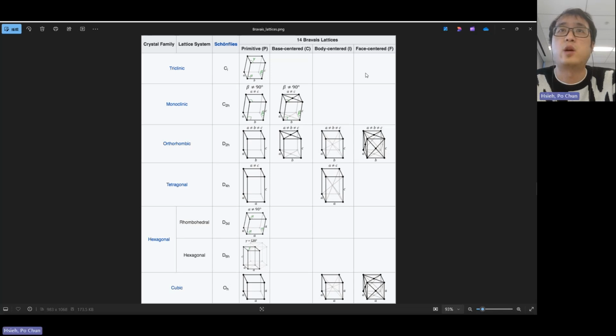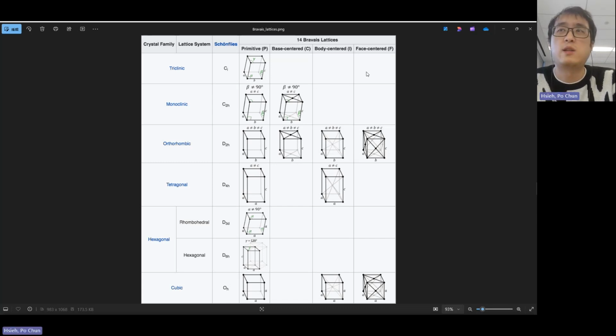Okay. So first of all, what is a crystal material? In the lecture, we always hear a lot of confusing terminology like crystal system, unit cell, lattice. Are they the same thing or different concepts? They are very easy to confuse.